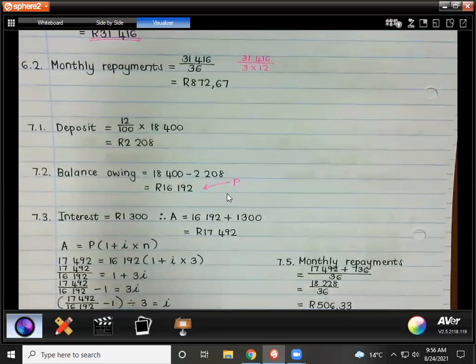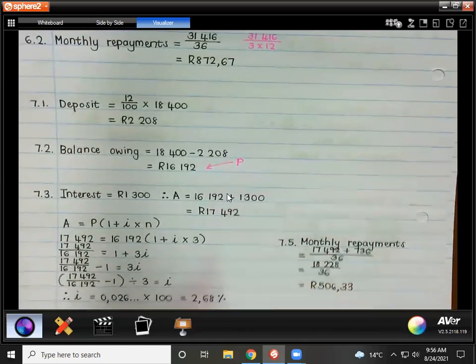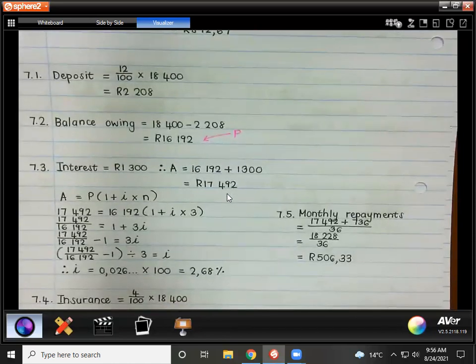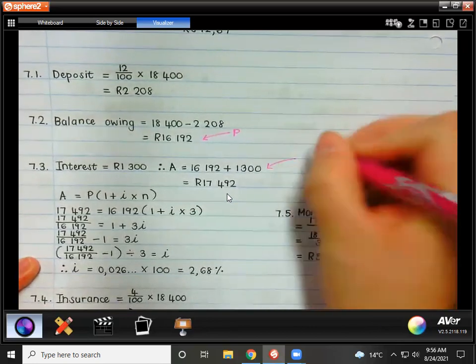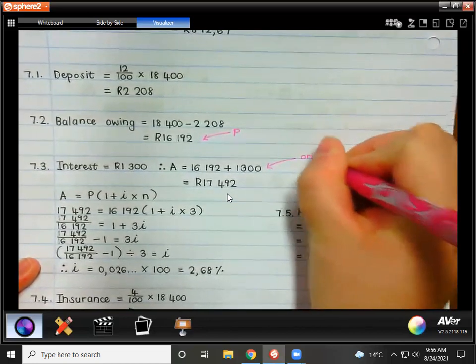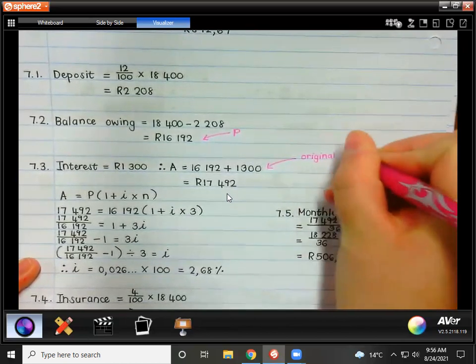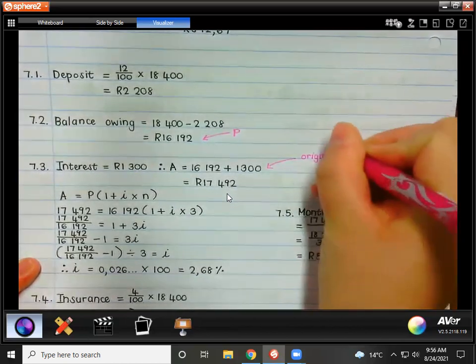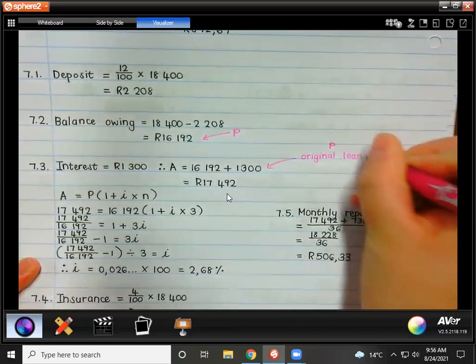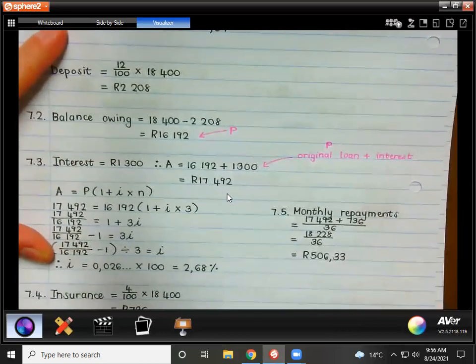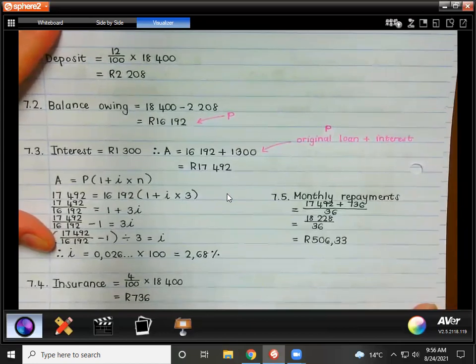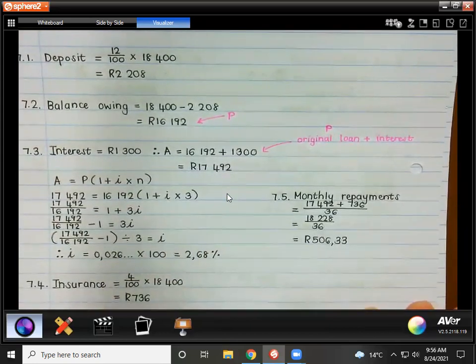And that's difficult. We haven't actually used this method of finding A. Normally we use the formula to find A, but we can't do that if we don't know what the interest rate is, because the formula needs the interest rate. They've given us the interest amount. Remember that A is your original loan, which is P, plus interest, which they are actually telling us in this question in the table is 1,300 Rand.